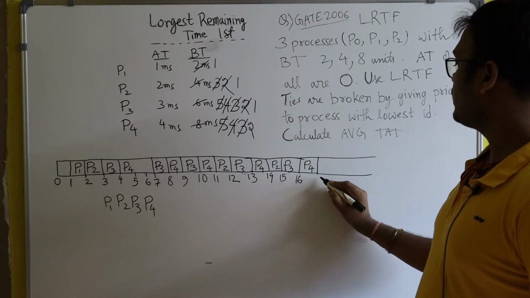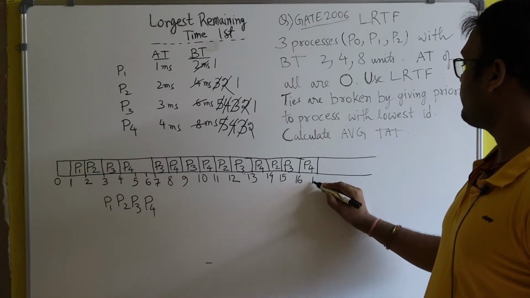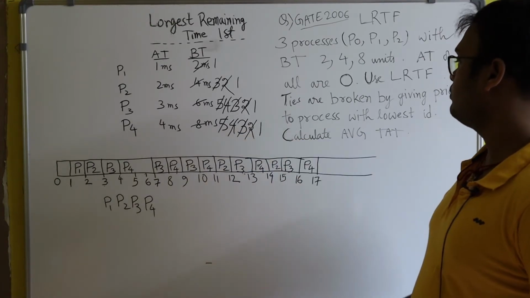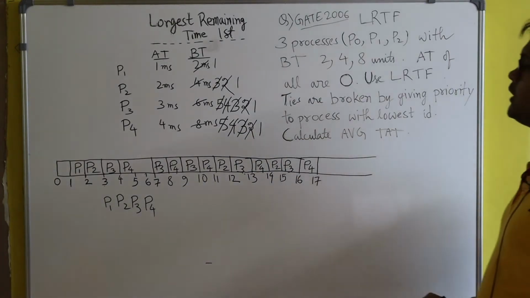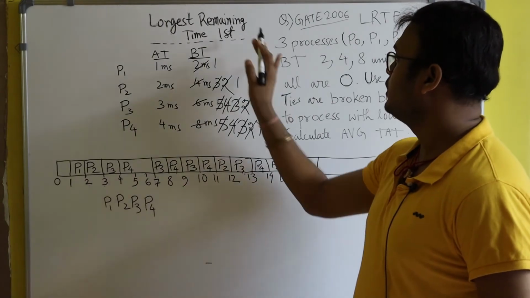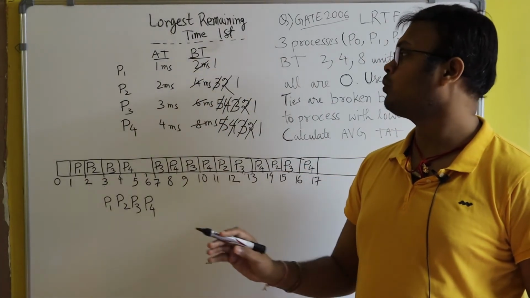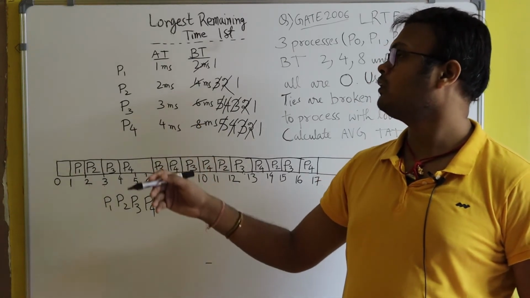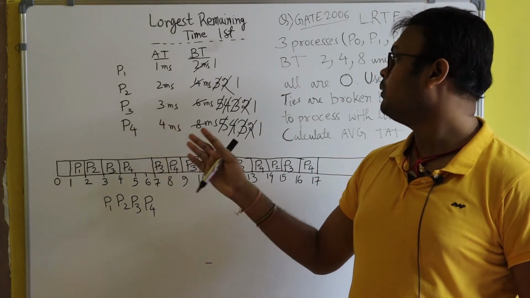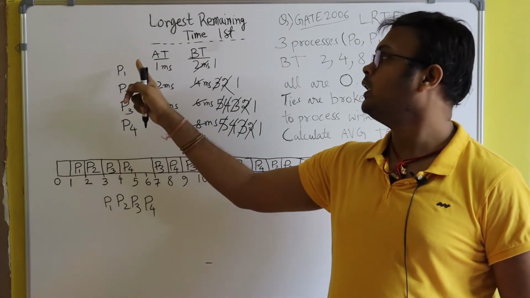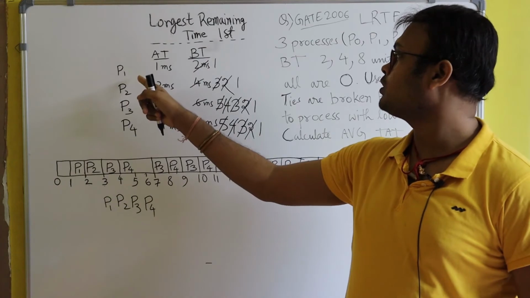So it will run for 1 millisecond, 16 plus 1, 17. So now 1 millisecond is left for process P4. Now you see there is a tie between all the processes. Now what we have to do? We have to give the CPU to the process as per their arrival time. It means process P1 has the lowest process ID. Now CPU will be given to process P1.